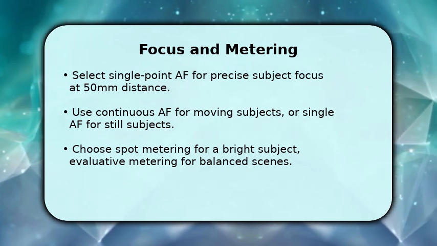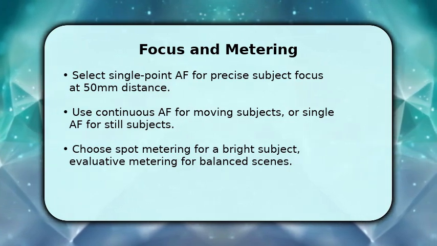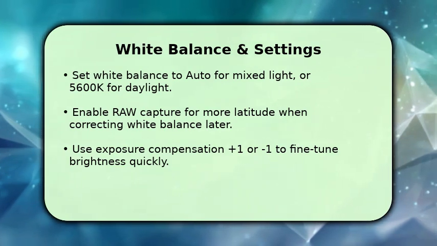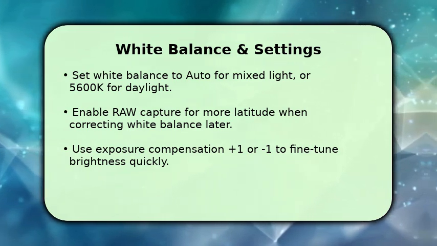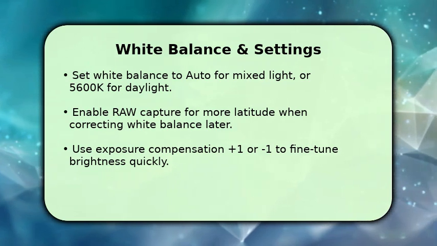Set white balance to auto when light is mixed, or choose 5600K for daylight color. Use a custom Kelvin value for tungsten or fluorescent lighting when accurate color is critical. Enable RAW capture to give yourself more latitude when correcting white balance later in editing.